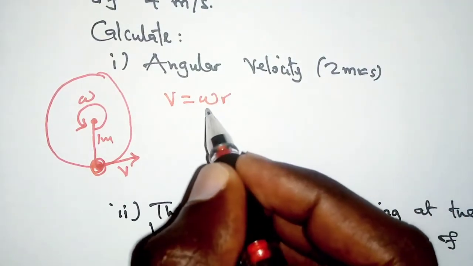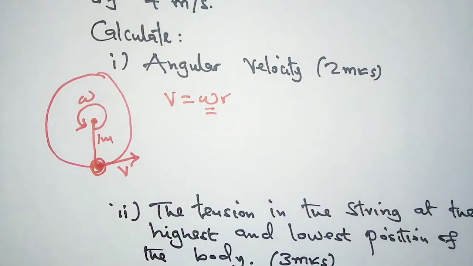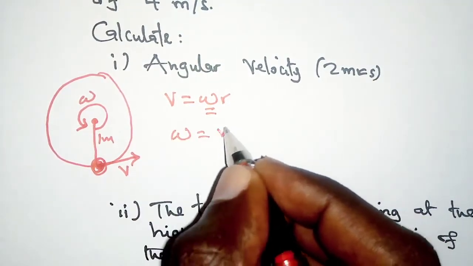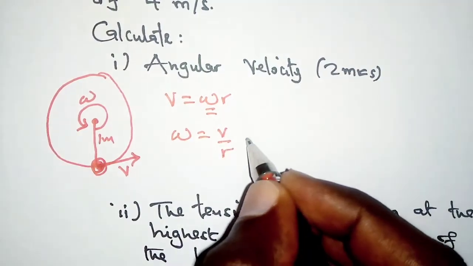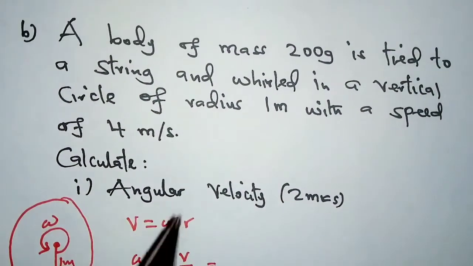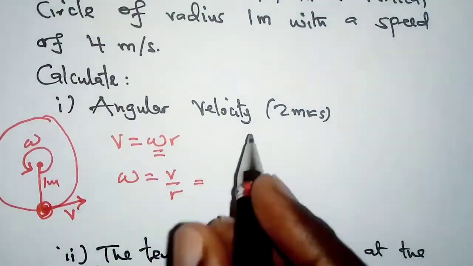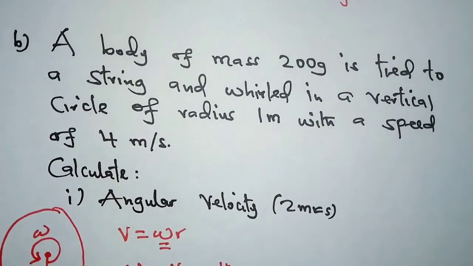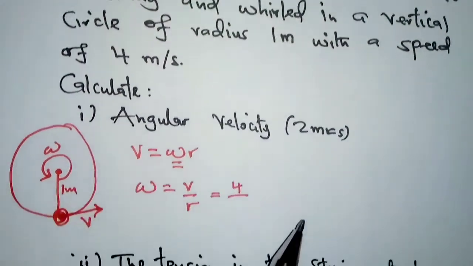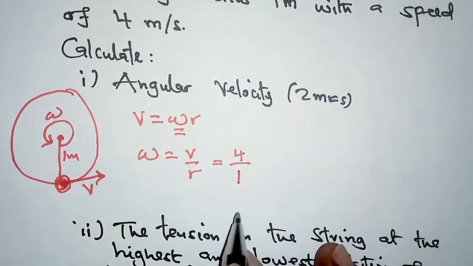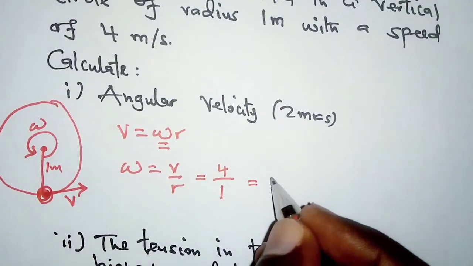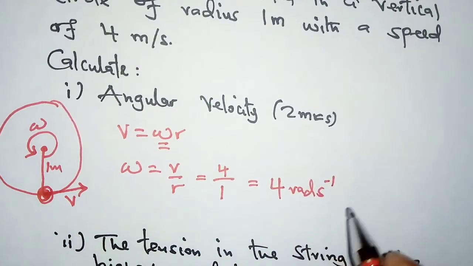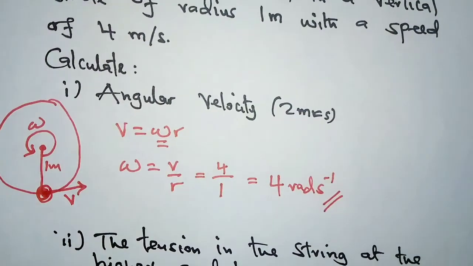Now, in this question, we are asked to get the angular velocity, omega, and therefore, making omega the subject, we have v over r, and v we are given as 4 meters per second all over the radius, and the radius we are told is 1 meter. So when you work out this, you are going to get 4 rads per second as the angular velocity.